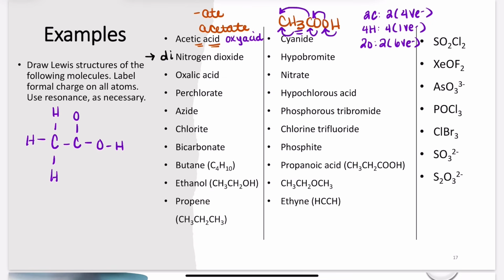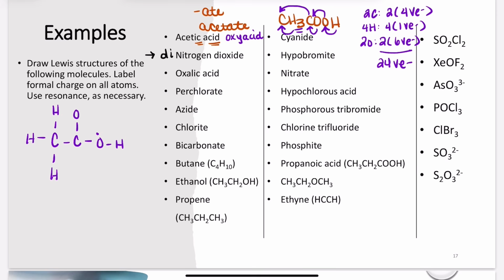So 6 times 2 is 12. Plus carbons is 20, plus hydrogen is 24. 24 valence electrons. Okay. So far, I've used up 2, 4, 6, 8, 10, 12, 14 valence electrons. Give my oxygens their octets. 16, 18, 20, 22, 24. So I've used up 24 valence electrons.